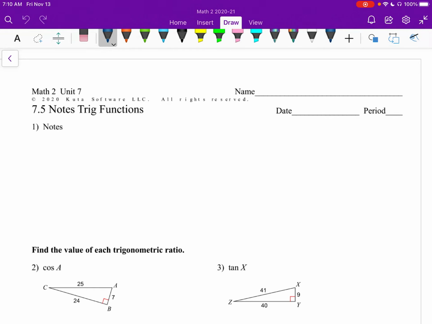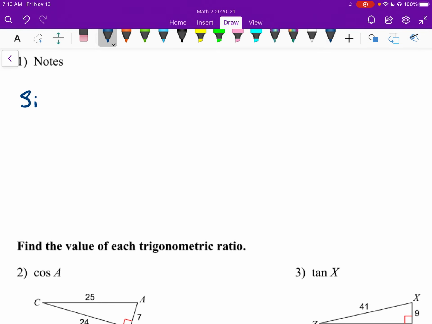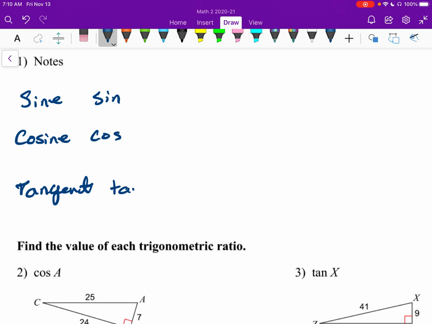All right, Math 2, Unit 7, Trig Functions. So there are three trig functions that we're going to deal with. We have sine, cosine, and tangent. They're normally abbreviated sin, cos, and tan.